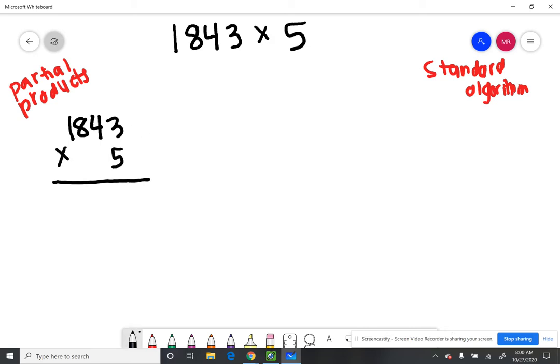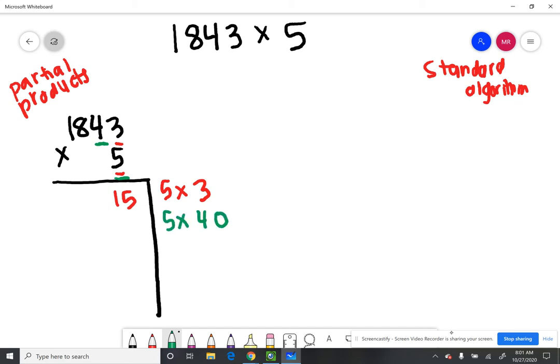And that's when we're taking apart the number based on the place value. So I'm going to go ahead and draw this line so we don't get confused. And I'm going to start with 5 times 3, and I get 15. Then I'm going to do 5 times 4, but it's not worth 4. It's in the tens place, so it's worth 40. I know that 5 times 4 is 20. Add the 0 to get to 200.